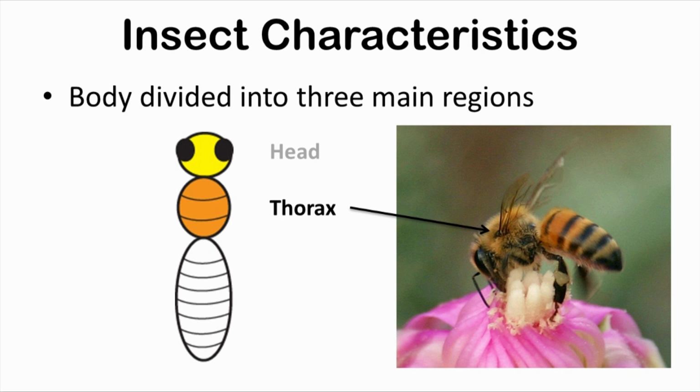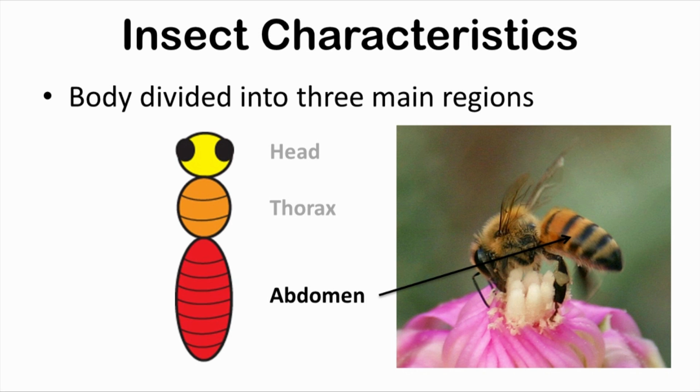The second region, the thorax, which is composed of 3 segments, is the center of locomotion, as this is where the legs and wings attach. The final region is the abdomen. This typically has 11 to 12 segments and generally houses the digestive and reproductive parts.